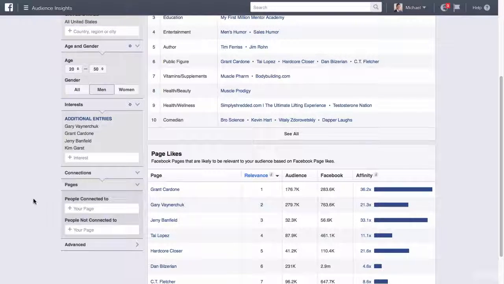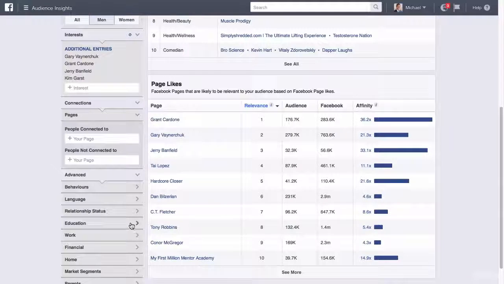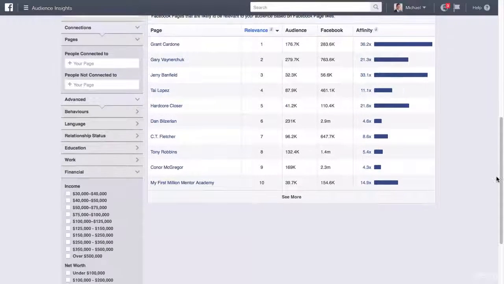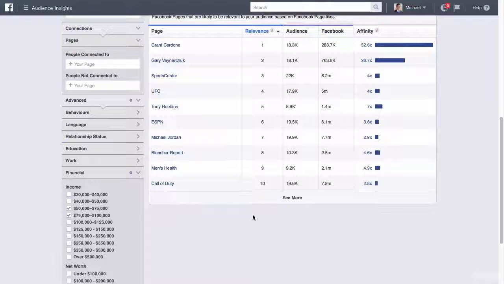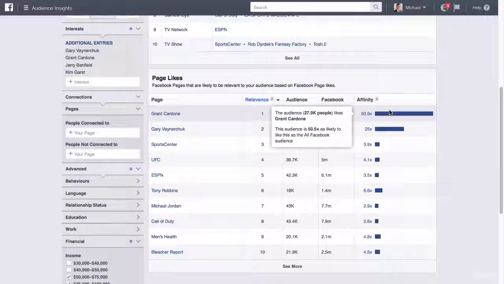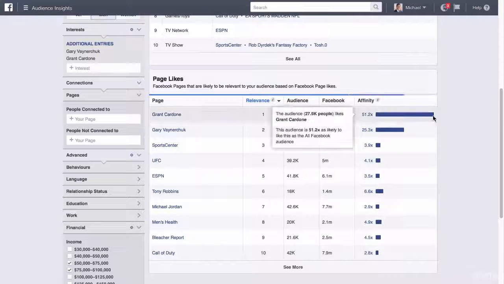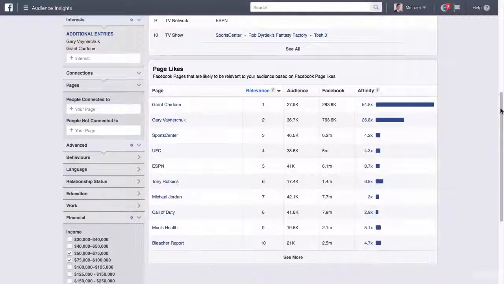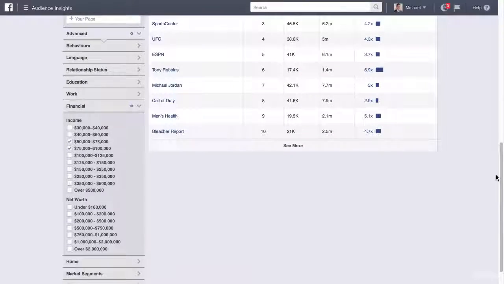What I can also do is go to the advanced option here, and I can look for people who spend a certain amount of money. And I can target people who have a certain income. So if I go for people about 75 to 100,000, 50 to 75,000, we can see that Grant Cardone is definitely the person I should be targeting. So we can take off Jerry Banfield, we can take off Kim Gast, and that increases the score. So now I'm looking at people who have the spend and are more likely to like my page.